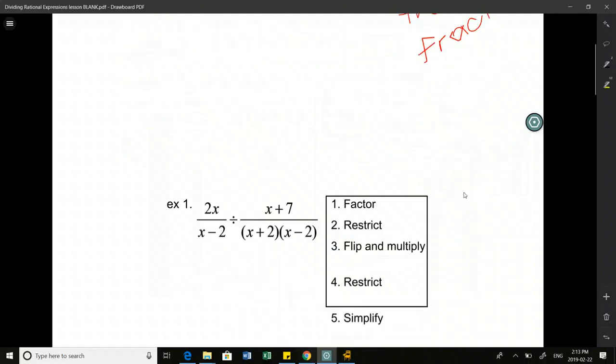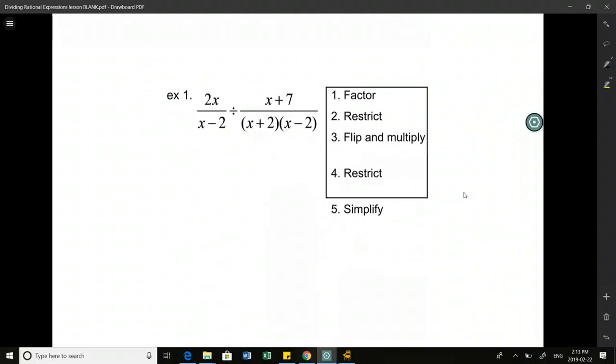So the general thing that I'm going to follow here is factor or common factor everything that I possibly can. Sometimes factoring means common factoring. All numerators, all denominators, if they're not already factored for us, we will factor, and then restrict. This is before I do any flipping or multiplying. And then I will flip and multiply, and I will restrict again.